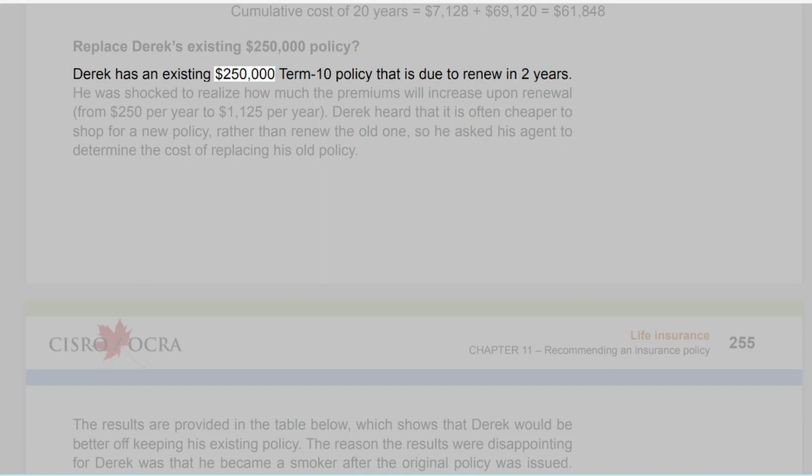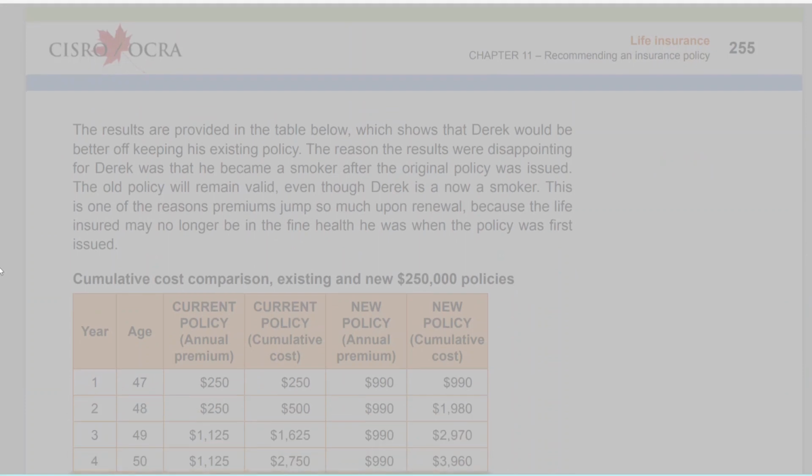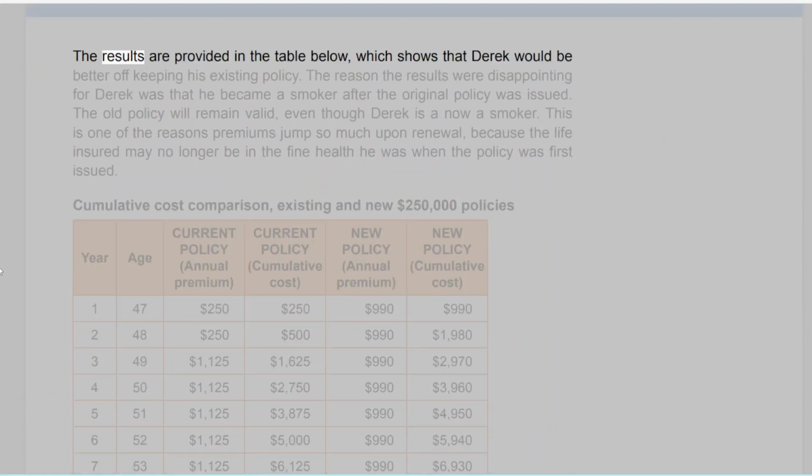Derek has an existing $250,000 term 10 policy that is due to renew in 2 years. He was shocked to realize how much the premiums will increase upon renewal, from $250 per year to $1,125 per year. Derek heard that it is often cheaper to shop for a new policy, rather than renew the old one, so he asked his agent to determine the cost of replacing his old policy. The results are provided in the table below, which shows that Derek would be better off keeping his existing policy.